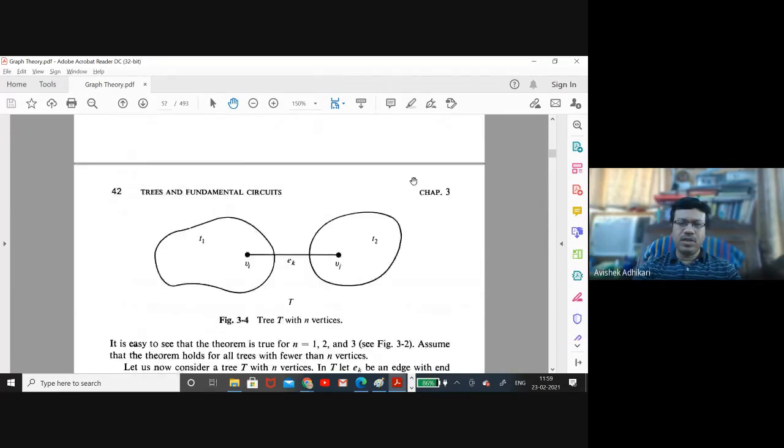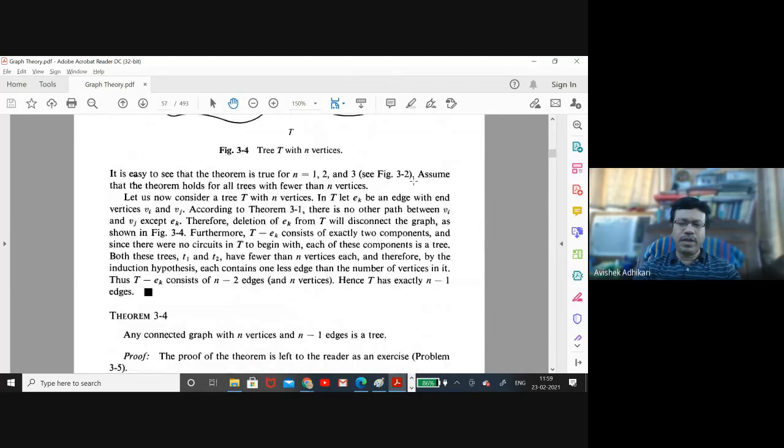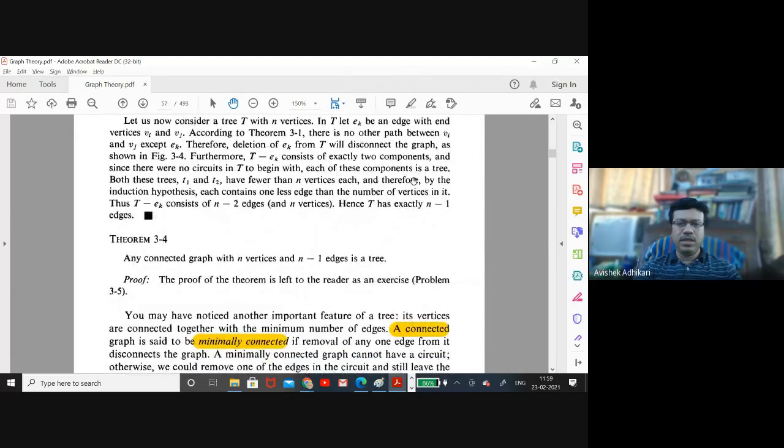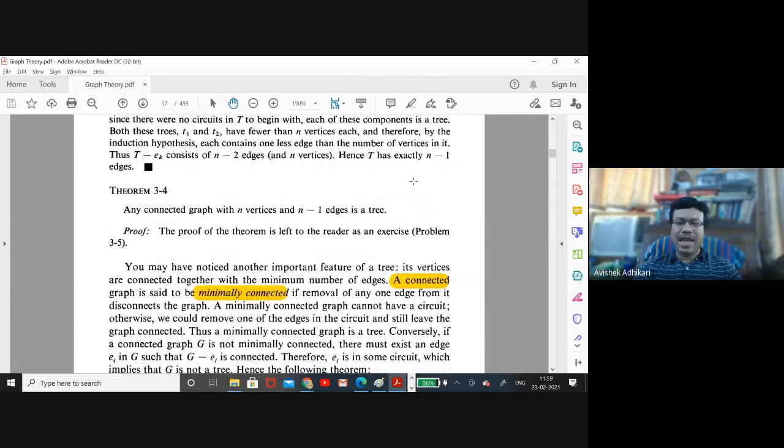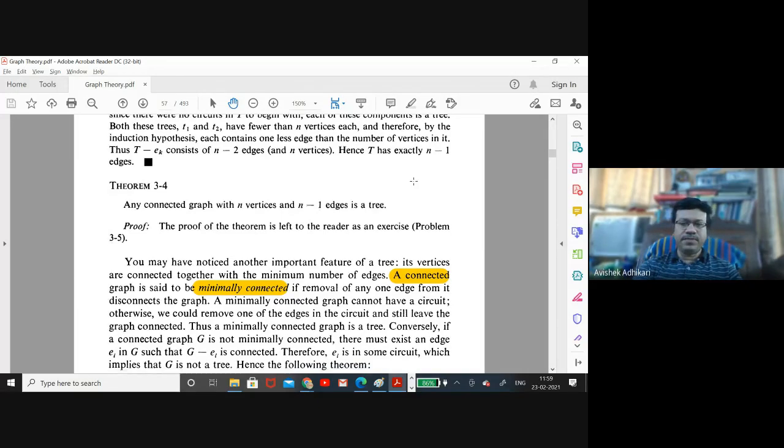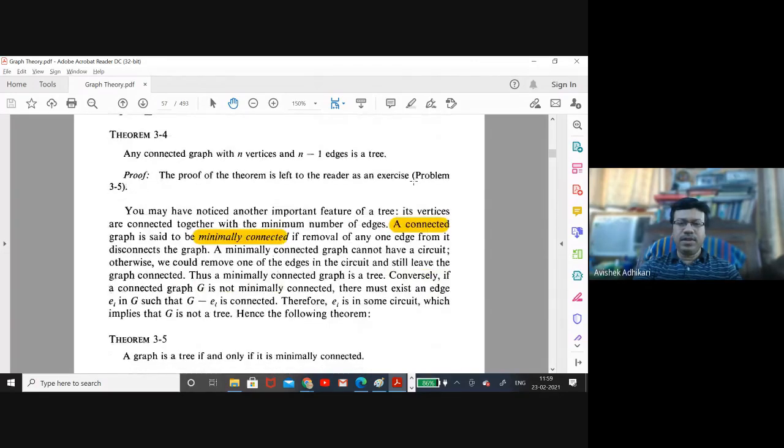That is also very true, and these proofs are very easy. You just read it. It says that any connected graph with n vertices and n minus 1 edges is a tree. So it's just a kind of opposite thing. In a connected graph, if you have n vertices and n minus 1 edges, then it becomes a tree. A graph is a tree if and only if it is minimally connected.